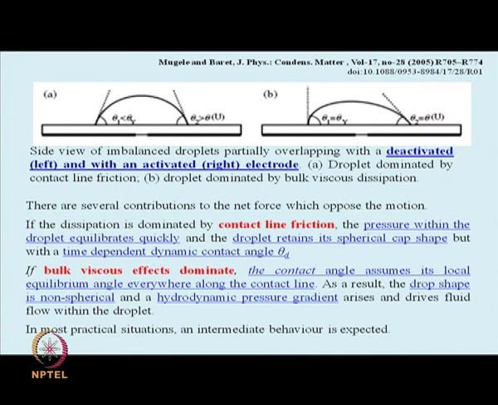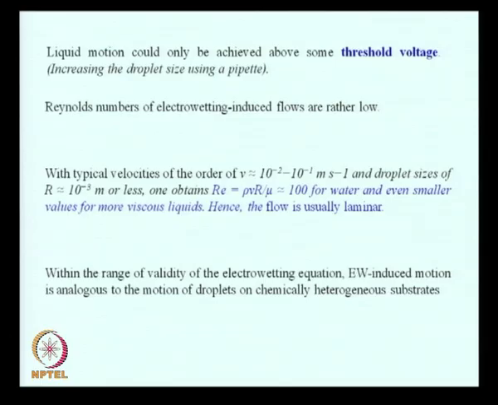Now, liquid motion can also be achieved only if you cross a certain threshold voltage. Okay. So, there would be some inherent inertia in the droplet which has to be overcome in order for the droplet to move. Now, this threshold voltage would depend on the nature of the surface, the thickness of the dielectric, the combination of the liquid and solid, and so on. But in many cases, you will probably have to go up to, let us say, 50 volts before you can see appreciable change in contact angle, and thereafter you would probably see the movement.